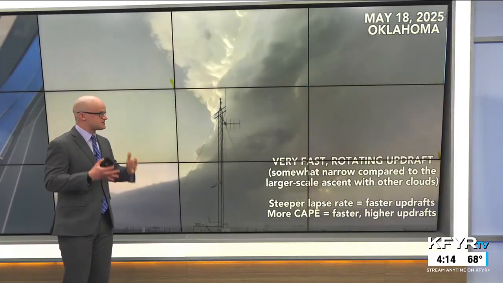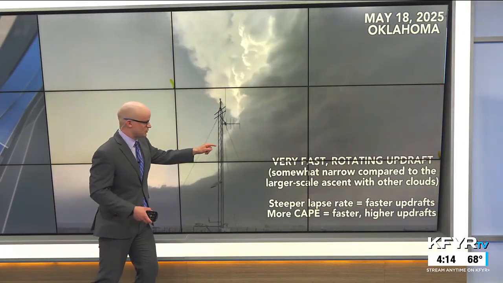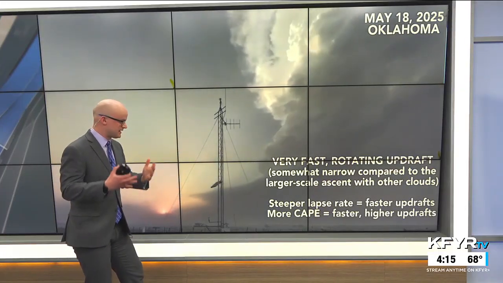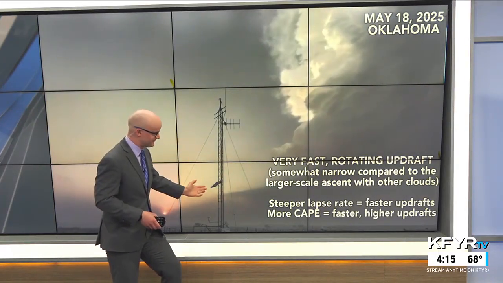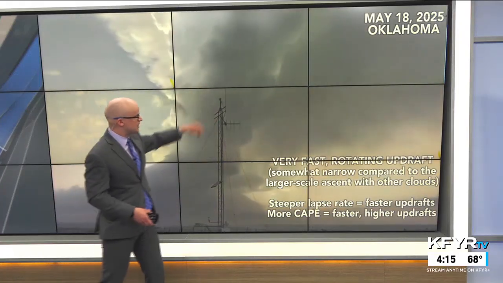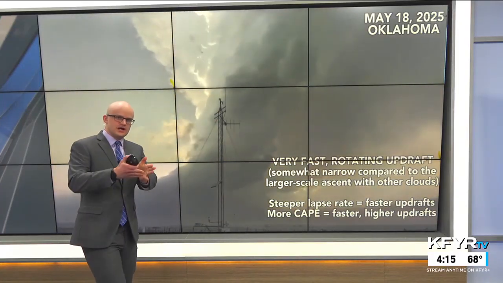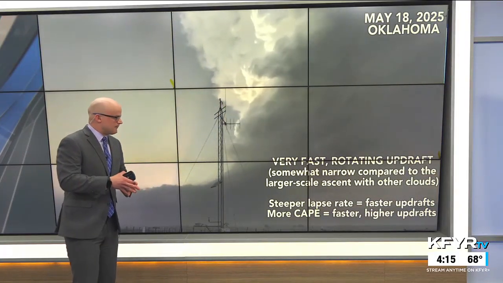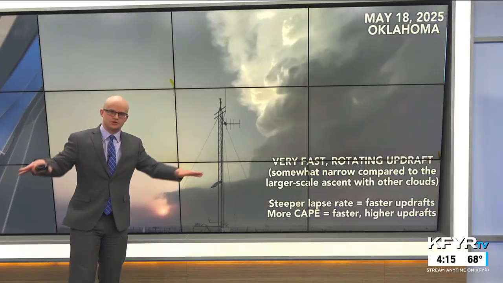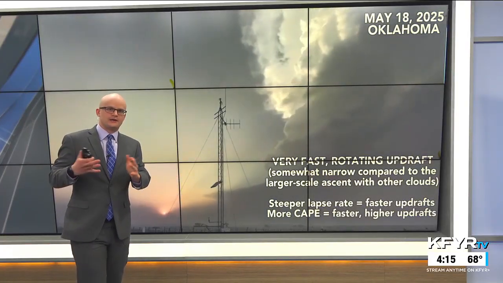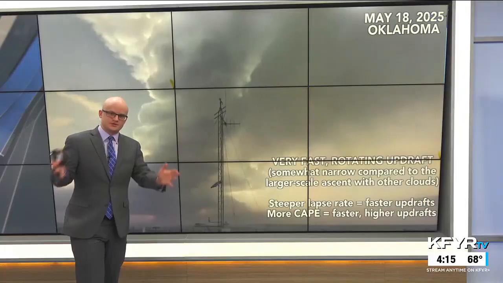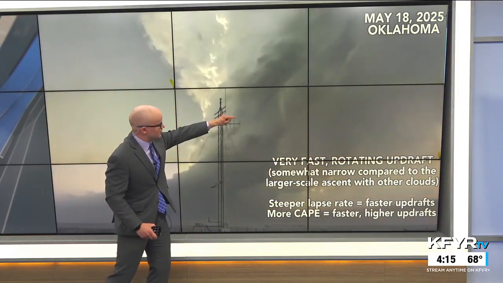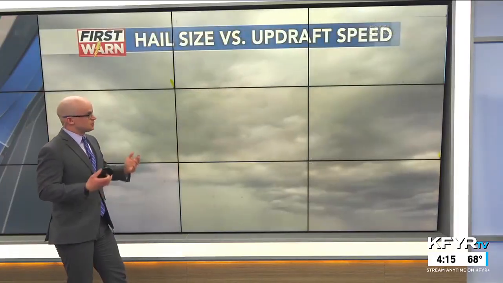So we have very fast rotating updrafts within these storms with steeper lapse rates, and that leads to the faster updrafts and more CAPE, that convective available potential energy. So that allows for faster and higher updrafts. And these updrafts are a lot more narrow, and those faster areas of rising air are much different compared to those larger scale, more shallow and weaker areas of rising air that we see with widespread precipitation. We're talking about very fast, narrow updrafts within these supercell cumulonimbus clouds.